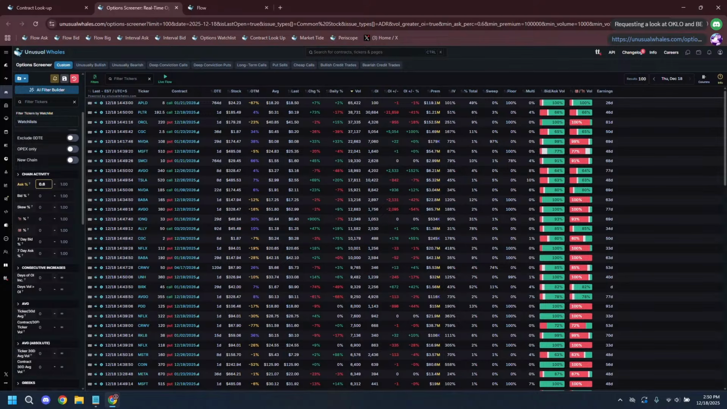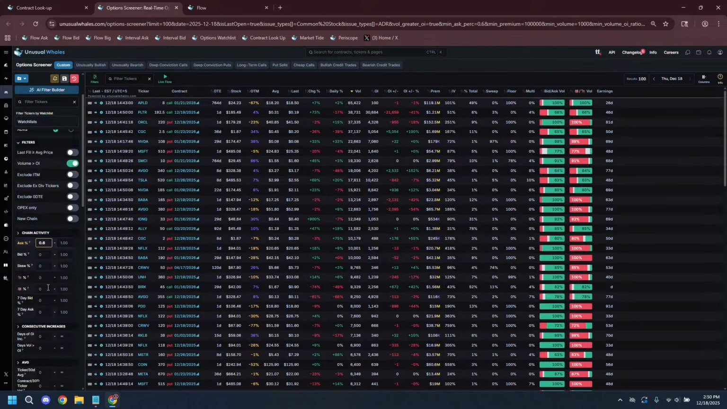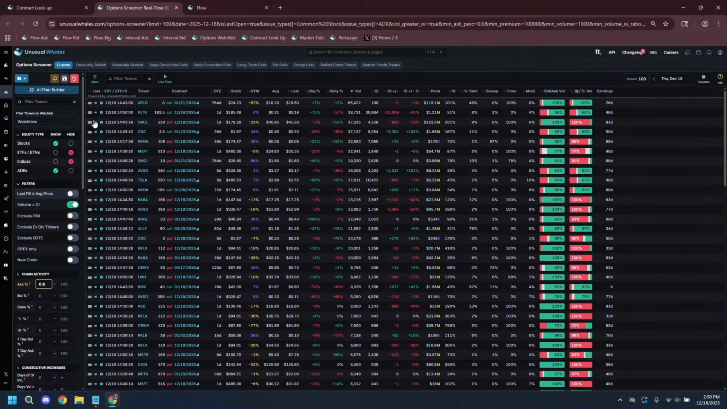I don't know if someone can relay that to X, but this is a general screener for contracts that have, I tweaked it to 60% or more activity at or closer to the ask. Everything else is pretty much the same. So in theory, this is potentially opening activity, and we'll look at the charts just to confirm that it's at least likely opening activity.